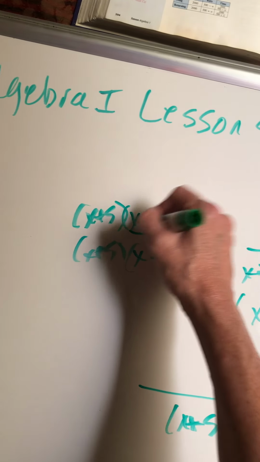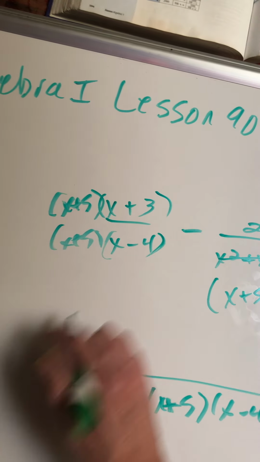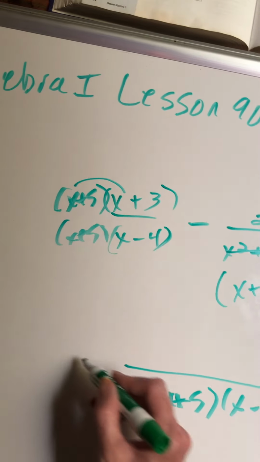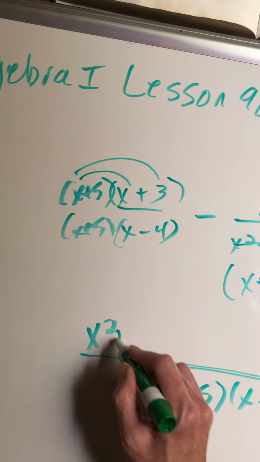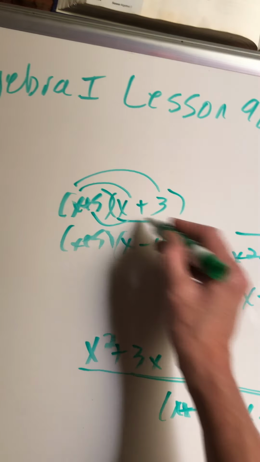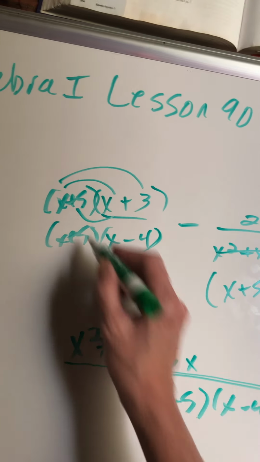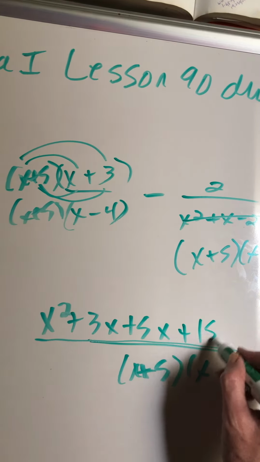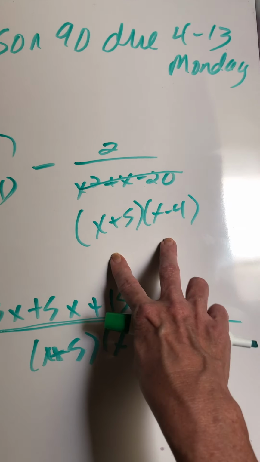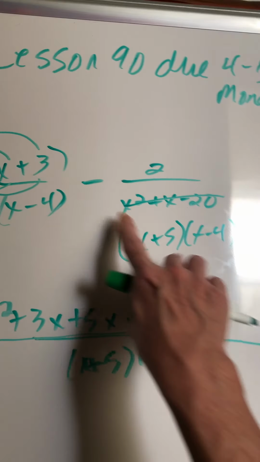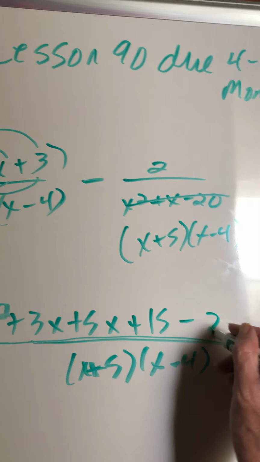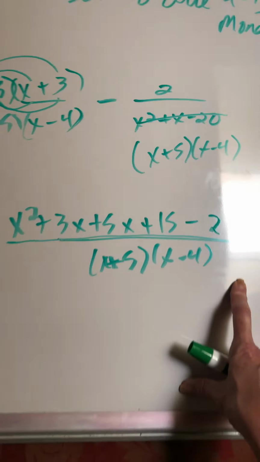On the top, you're going to do FOIL, which you should know how to do. x times x is x squared. x times 3 is 3x. 5 times x is 5x. And 5 times 3 is 15. Then we look at the second fraction. It doesn't need anything. It's got the x plus 5, it's got the x minus 4, so we just put the minus 2. We just put that numerator there.